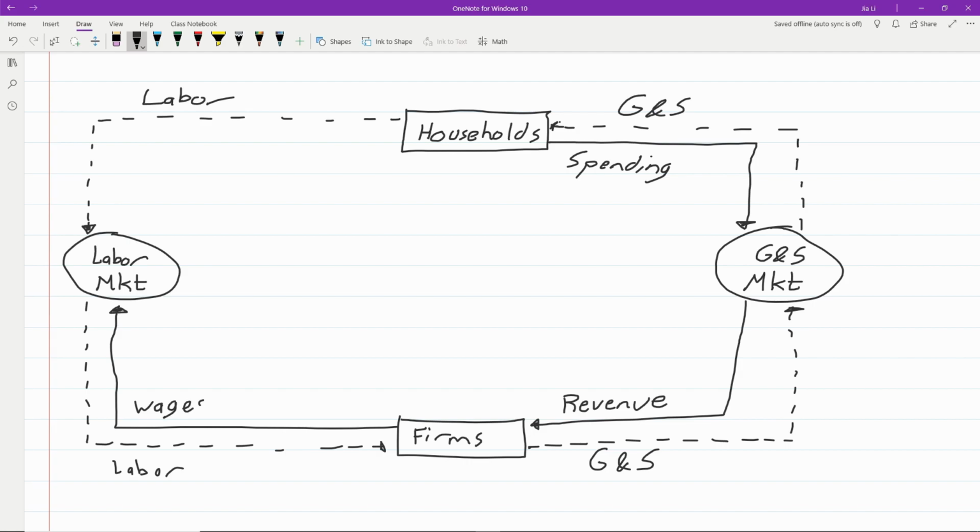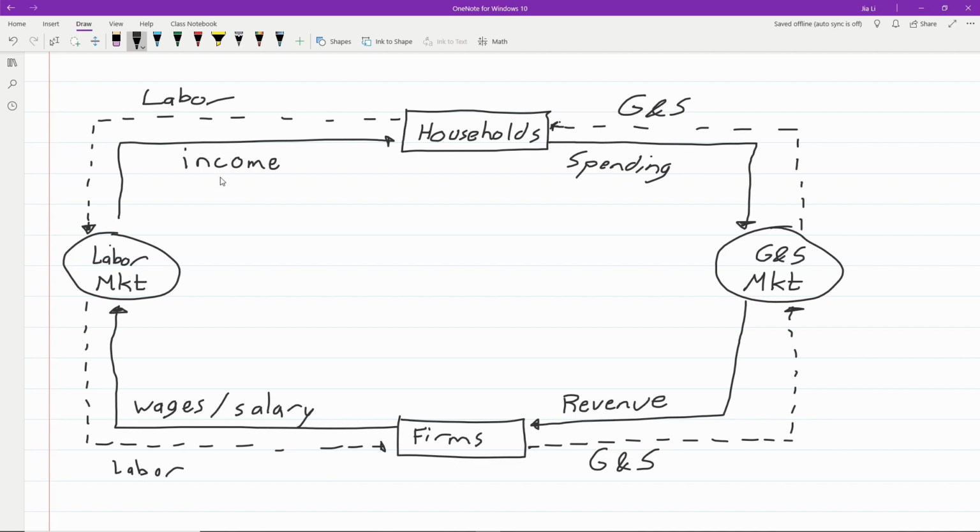So here, this is another, sorry, not a dash line, a solid line, because this is again representing the flow of money, from households to the goods and services market. That's spending, which then becomes revenue for the firms, which they pay the workers in the form of wages and salary, which then becomes income for the households. So that's what the solid line represents, the flow of money. And then the dashed line represents the flow of other things: goods and services on the right-hand side, and the flow of labor on the left-hand side.